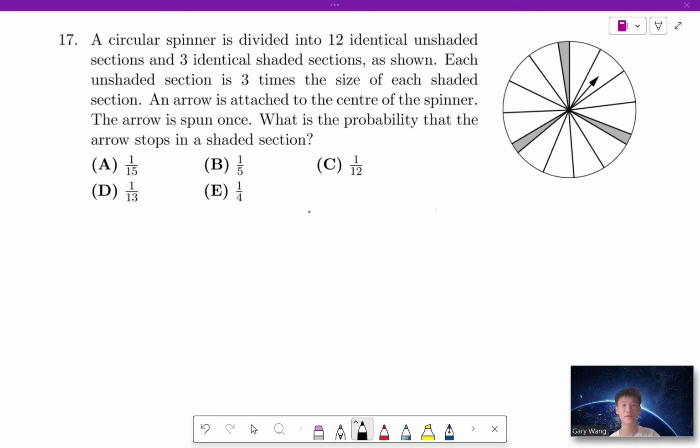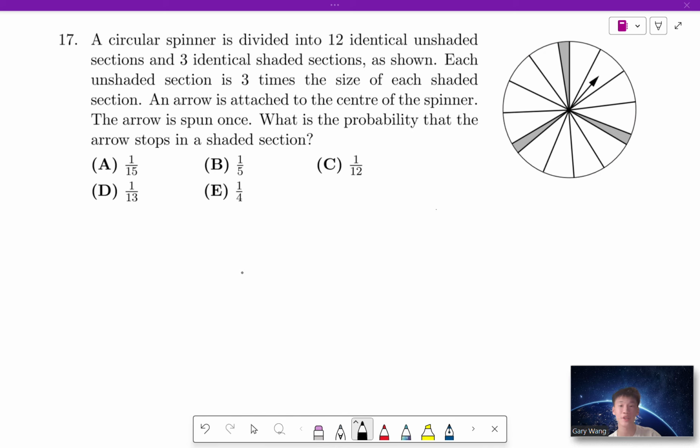Hi everyone, in this video I'm going to talk about question 17 and question 18 for Gauss Contest 2024, grade 7. So question 17: a circular spinner is divided into 12 identical unshaded sections and 3 identical shaded sections as shown in this graph. Each unshaded section is 3 times the size of each shaded section.